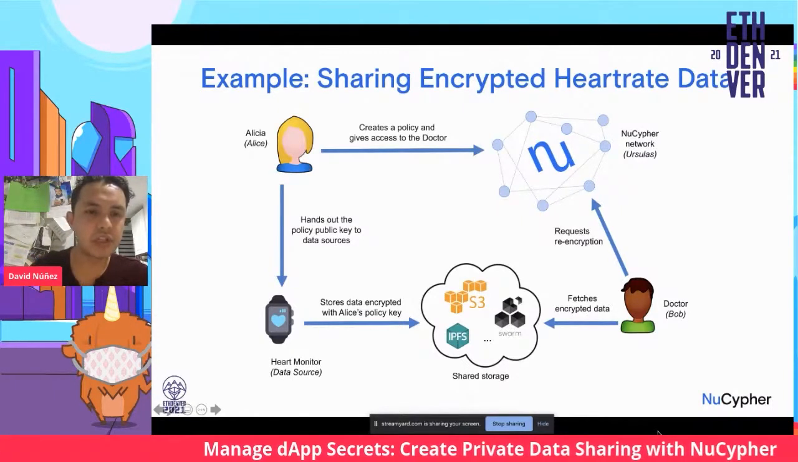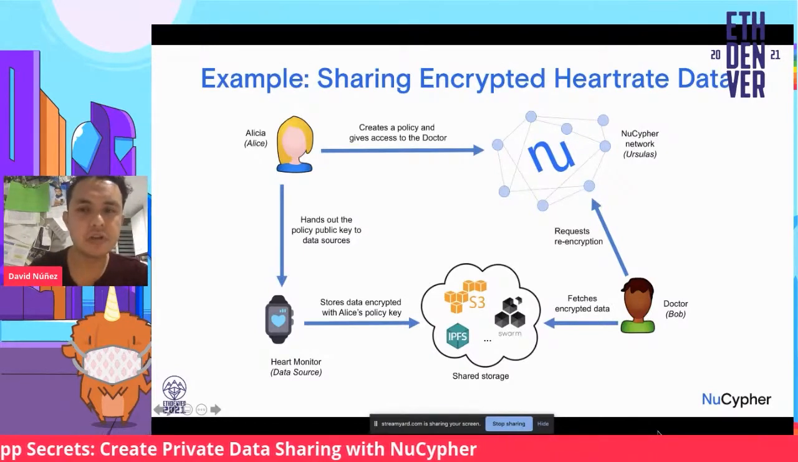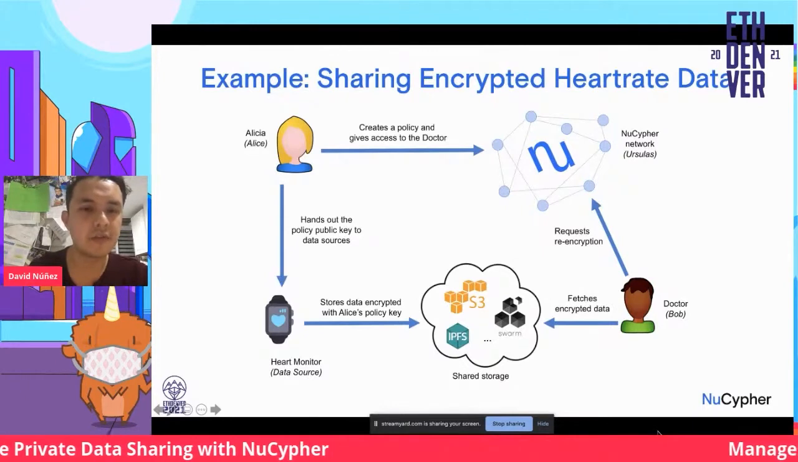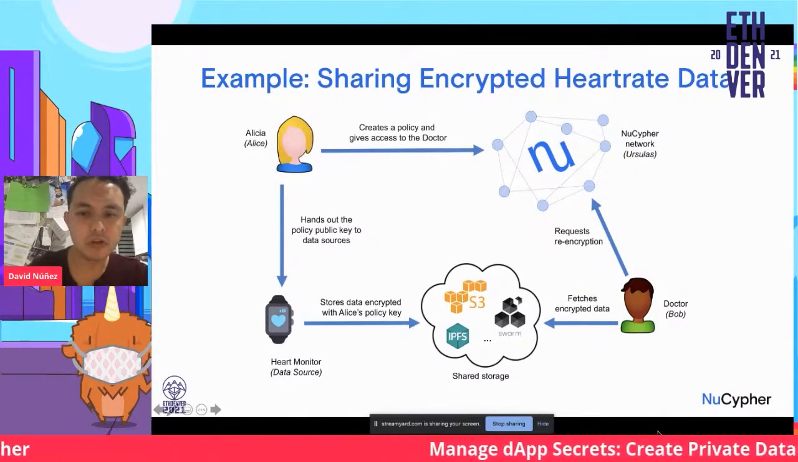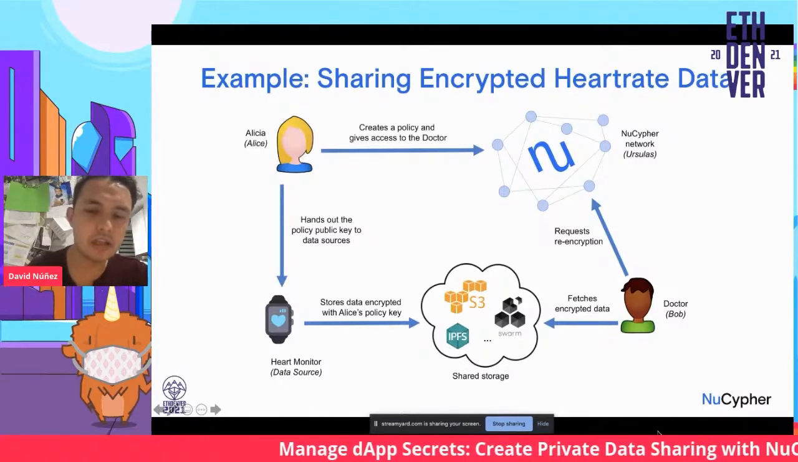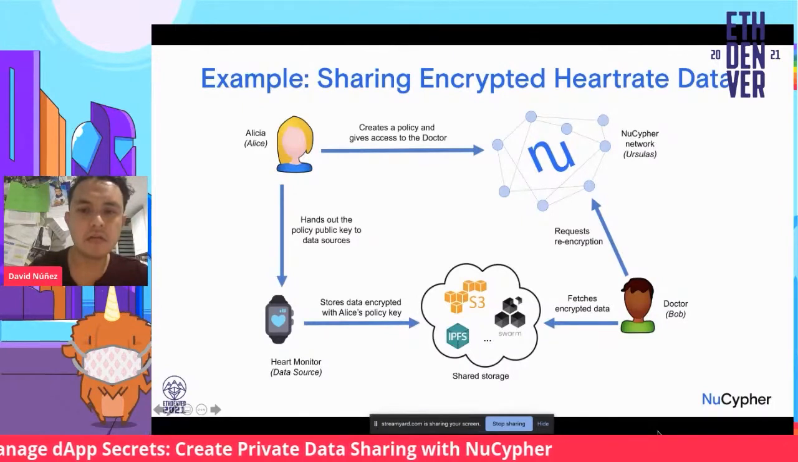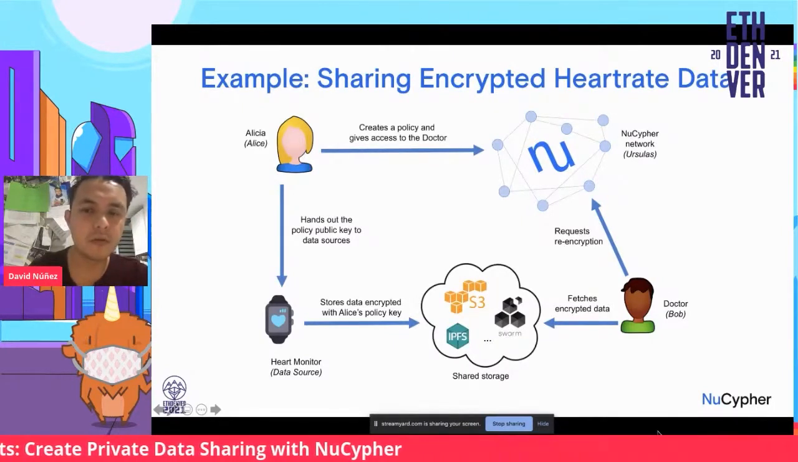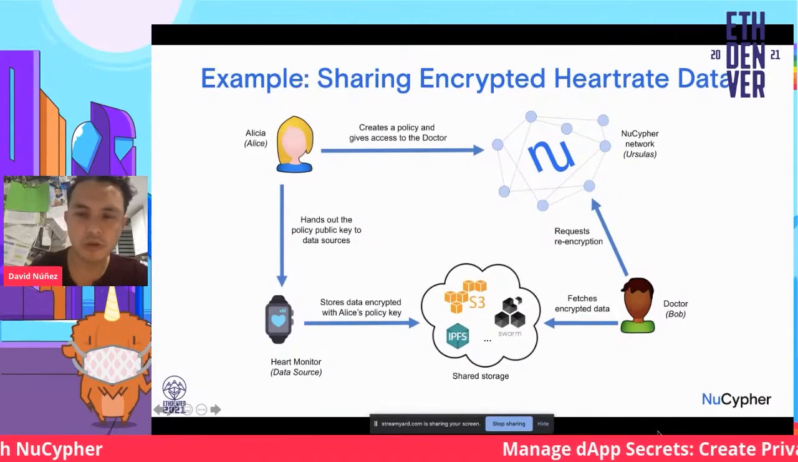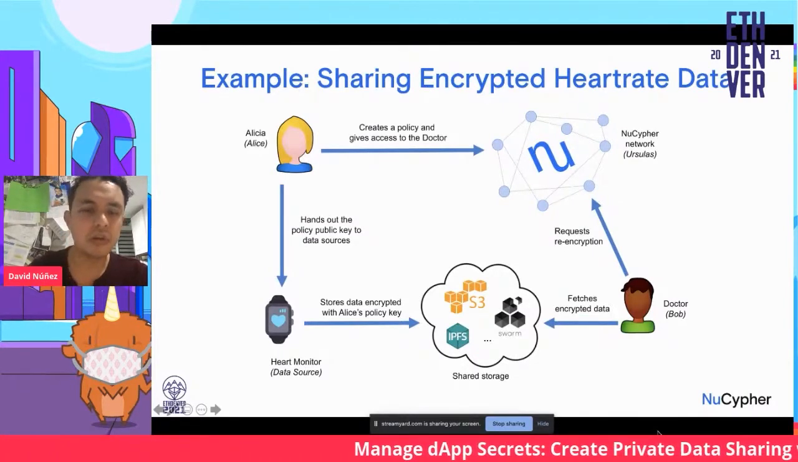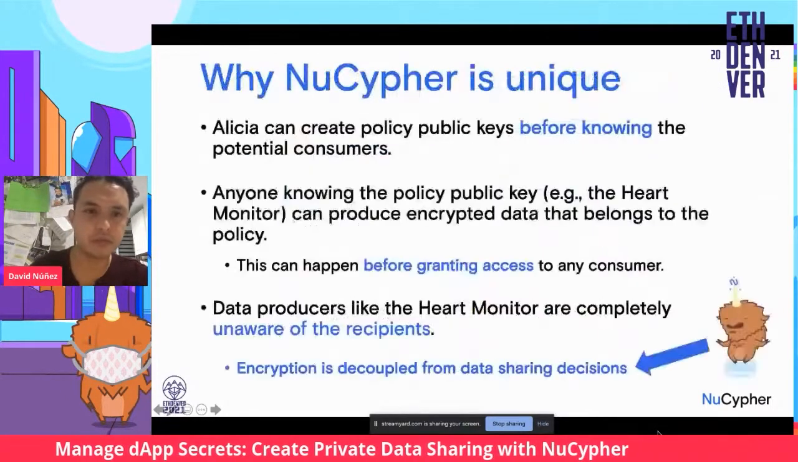So with NuCypher, she will create a policy granting access to her doctor and send this policy to the NuCypher network. And then at this moment, the doctor can simply take the encrypted data from the shared storage layer and request a decryption from the NuCypher network. The NuCypher network will perform a distributed computation, and Bob can now decrypt the data with his own private key.